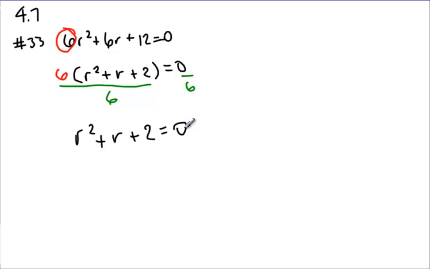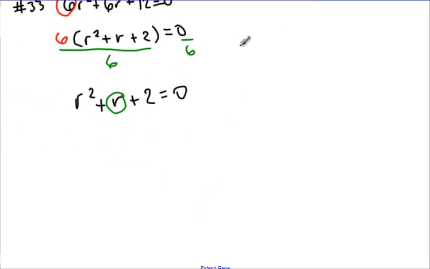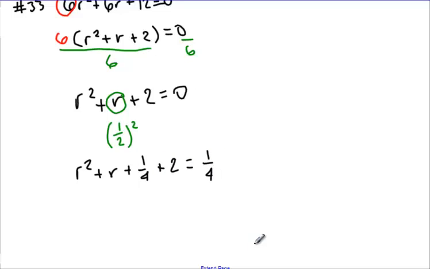Now when I complete the square, what I'm going to do is look at that middle term, and I'm going to take half and square it. So I'm looking at half of 1 squared. And half of 1 squared is 1/4. So what I have is r squared plus r plus 1/4 plus 2 equals 1/4. And the reason is whatever I add to one side, I add to the other. Okay? So that's the complete the square part.